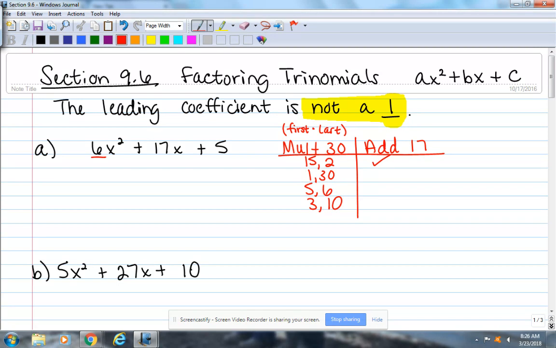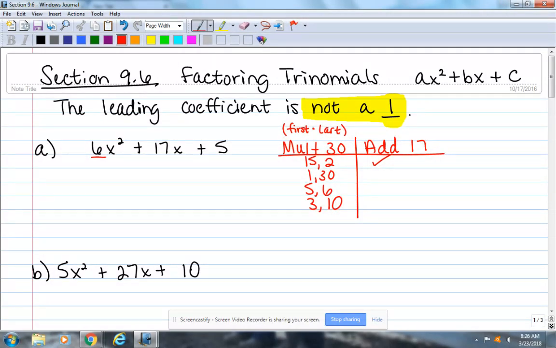Now, we cannot go straight from the table to the answer like we did yesterday, because we have to multiply to get 6x squared in the front, not just x squared in the front. Yesterday we would just stick our x's in front and make our binomials. That doesn't happen today. What we have to do today is take this trinomial and split it into a 4-term polynomial.